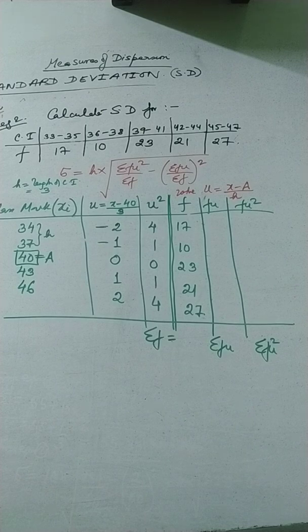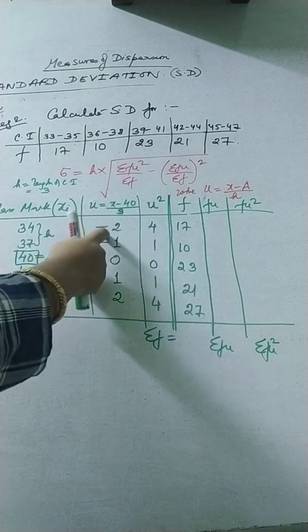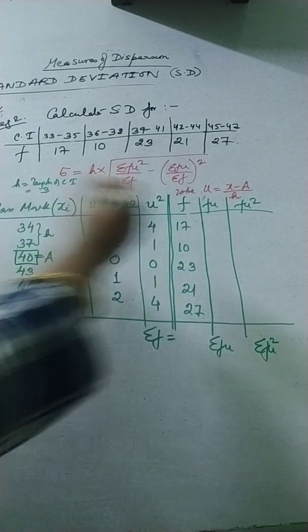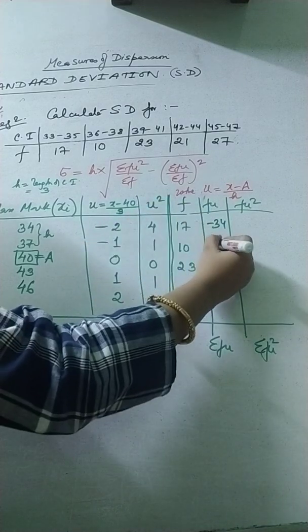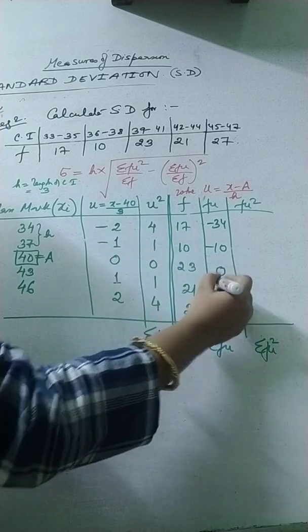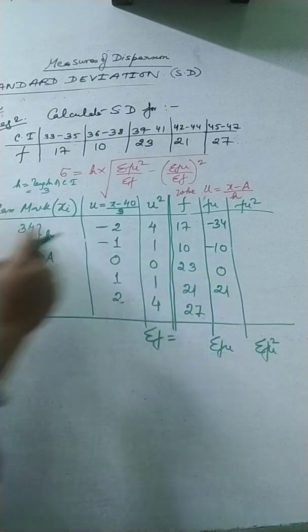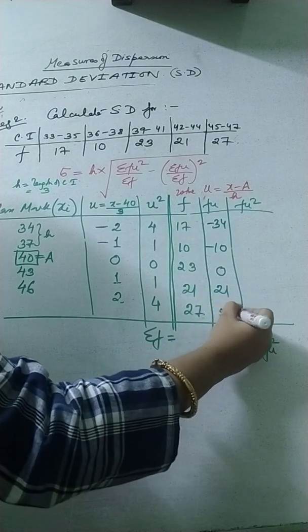Okay, so let us calculate f into u. F is this, u is this. 17 into minus 2 gives you minus 34. 10 into minus 1, minus 10. 23 into 0, 0. 21 into 1, 21. 27 into 2 is your 54.